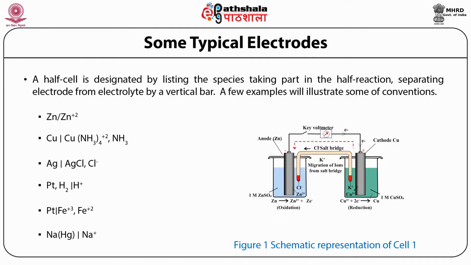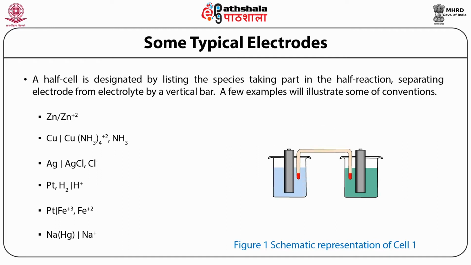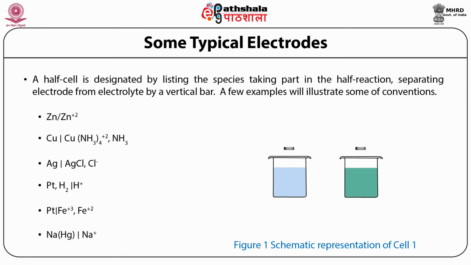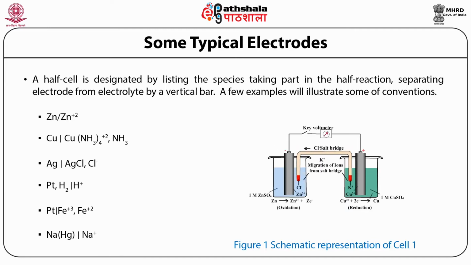Here, metal-metal ion, in which the metal of the electrode takes part in the half reaction. As shown in figure 1, it is represented as zinc bar zinc ion. Zinc ion here has 2 charges, the zinc plus 2. This means we will represent the half cell as zinc bar zinc plus 2.